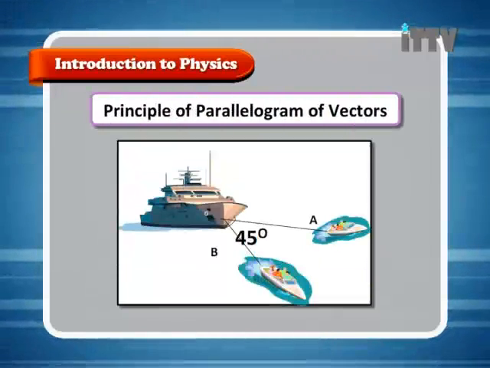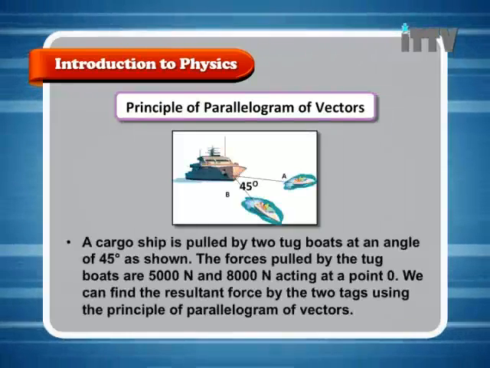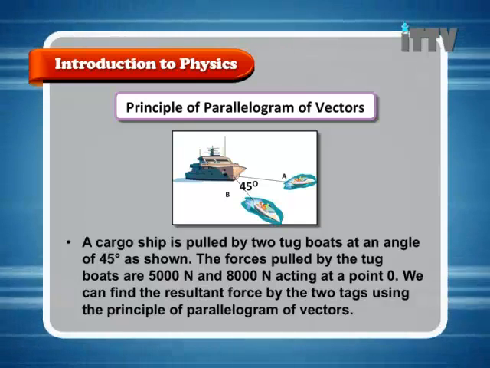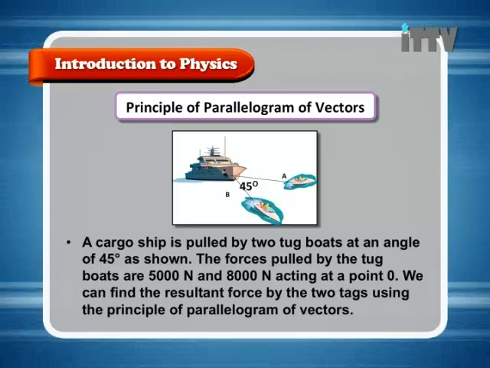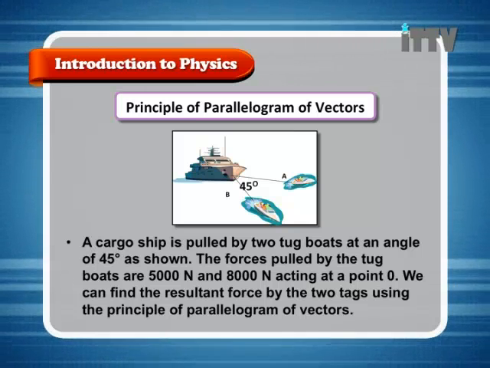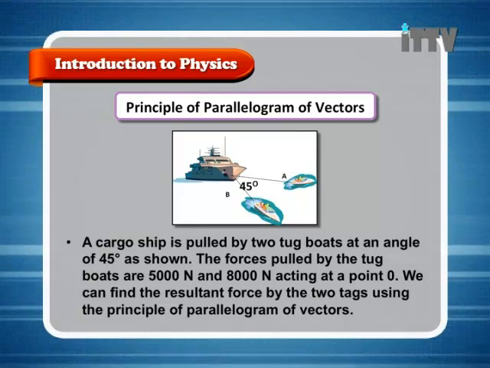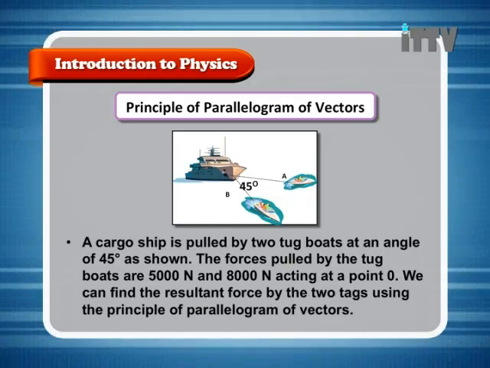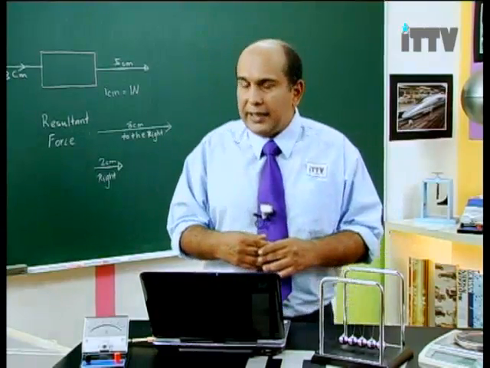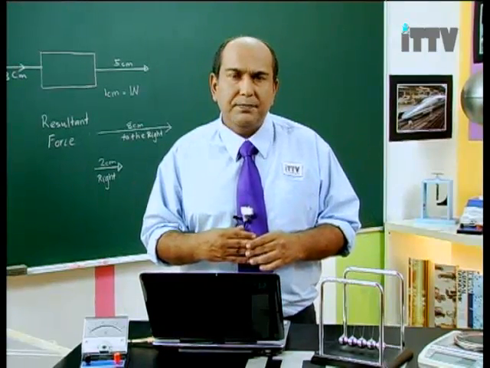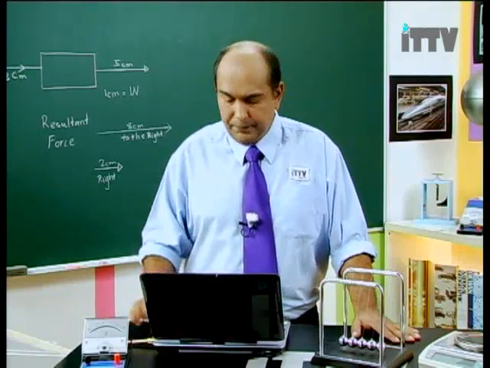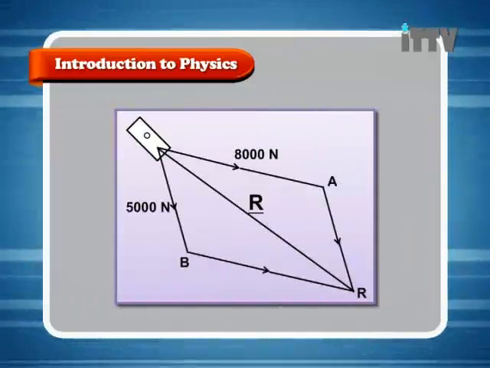Principle of parallelogram of vectors. A cargo ship is pulled by 2 tugboats at an angle of 45 degrees as shown. The force pulled by the tugboats are 5,000 newtons and 8,000 newtons acting at a point O. We can find the resultant force by the 2 tugboats using the principle of parallelogram of vectors. So when you have 2 forces but they are acting at an angle to each other, we can use a parallelogram to work out the resultant vector. On your slide, you can see the parallelogram that we are drawing.